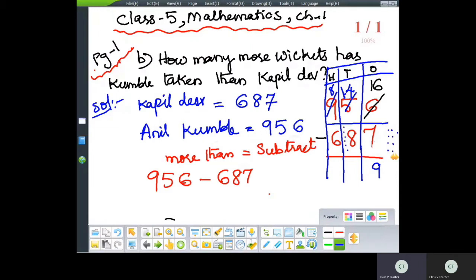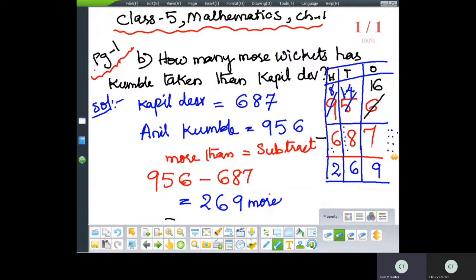So how many dots are there? 6. Yes. Okay then. 8 minus 6, 2. Yes. So what is the answer we got here? So how many more means? How many more wickets has Anil Kumble taken than Kapil Dev? So how many more wickets did we get? 269 more wickets. 269 more wickets Anil Kumble has taken than Kapil Dev.